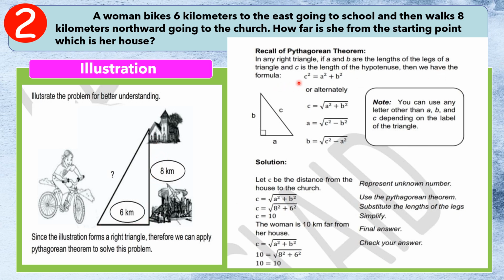Then, we have the formula. So, C squared equals A squared plus B squared. So, yung C po, dito, kung mapapansin nyo, that is the hypotenuse. And then, yung A and B, that is the legs. So, ito po yung ating formula.